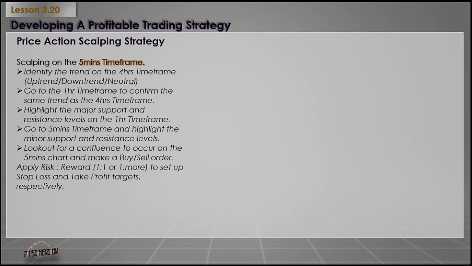So the next step is to go to the 5 minutes time frame and then you highlight the minor support and resistance levels. The last step is to look out for a confluence to occur on the 5 minutes chart. Let's say on a higher time frame, you identify that the market is in an uptrend. Then you have to look out for some of these technical factors as a confluence to make a buy trade.